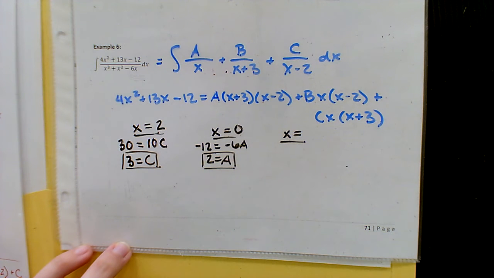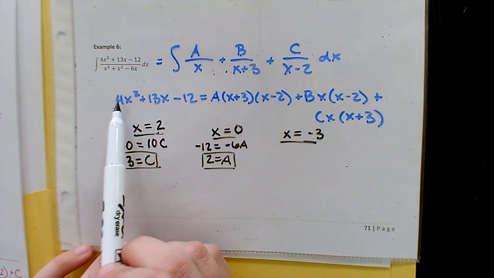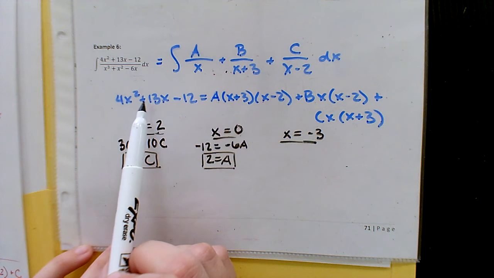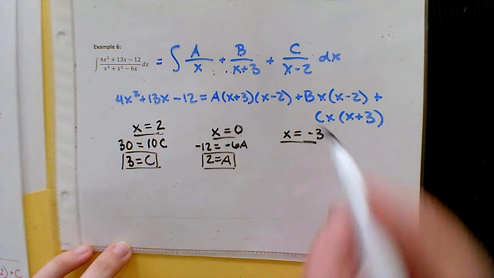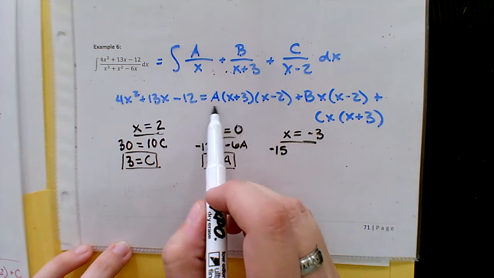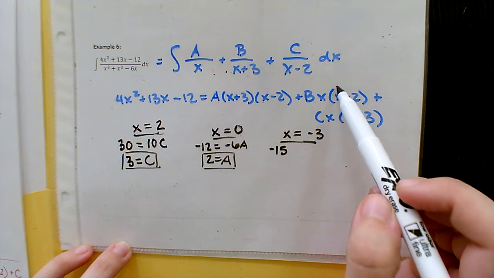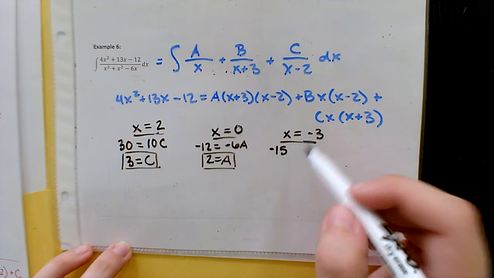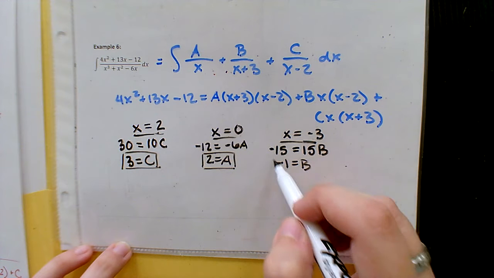And what about our last x value? Negative 3, yep. Okay, so negative 3 on the left-hand side: 4 times 9 minus 39 minus 12. I think that's negative 15. And plugging in negative 3 would cancel out A and C, so we're left with B. Negative 3 times a negative 5 would leave us with 15B. So it looks like B is negative 1.